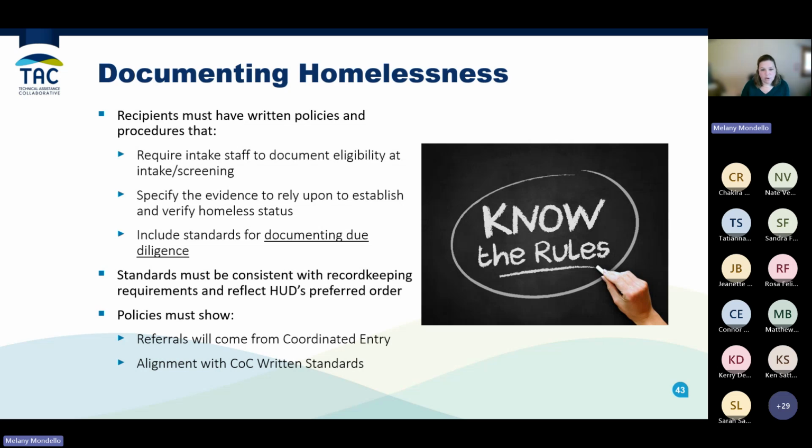So it's just important that you know you do have to have your own policies at your project level, or maybe your funder gives you policy guidelines and then you write that out. But it doesn't mean you can have your own referrals or come up with new rules that the CoC hasn't agreed to.